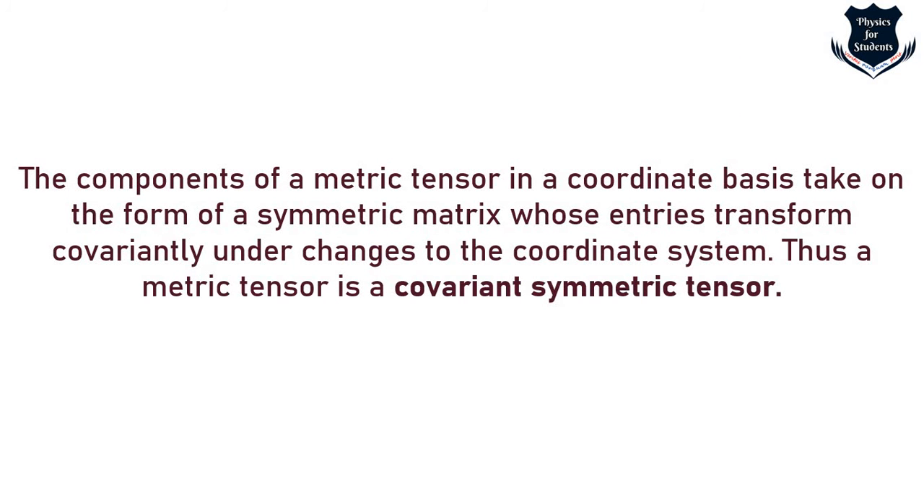The components of the metric tensor in a coordinate system basis take the form of a symmetric matrix whose entries transform covariantly under a change of coordinate system. Thus a metric tensor is a covariant symmetric tensor. So it is not a duplicate, but it is another way of defining it, right? If you now imagine the Einstein field equation, what we see on the left, the curvature of space-time, which is defined by the metric, and on the right, the T mu nu, which defines the movement of matter, both of them preserve the symmetry.